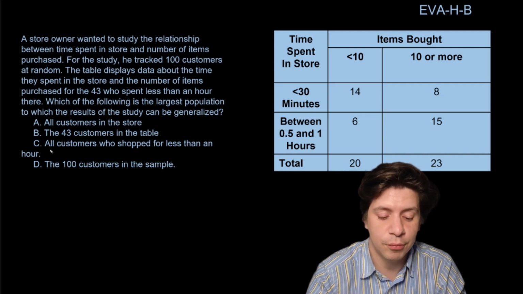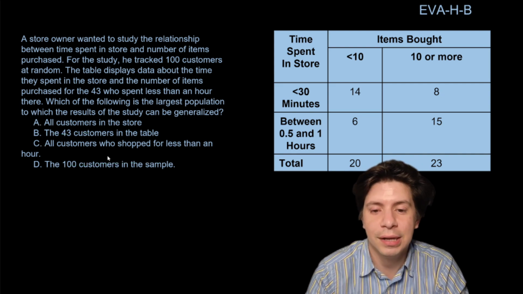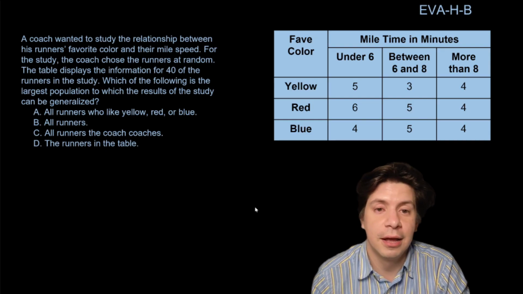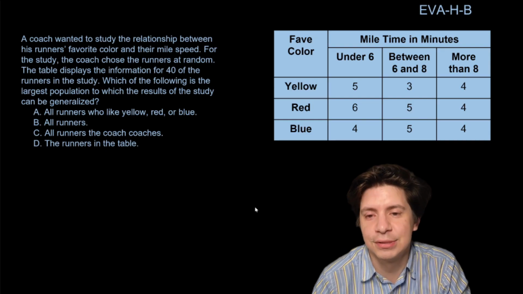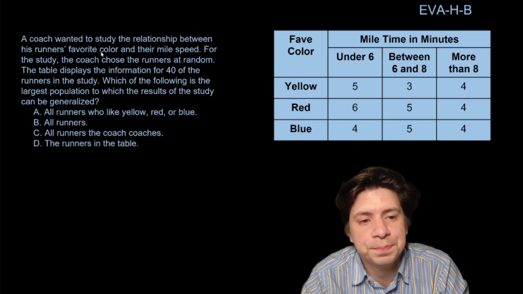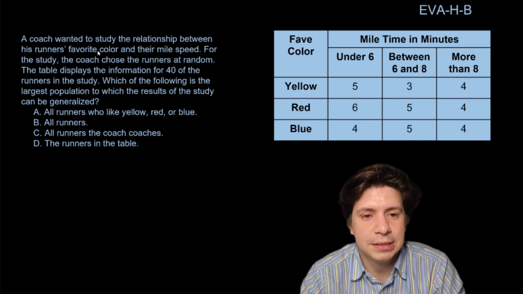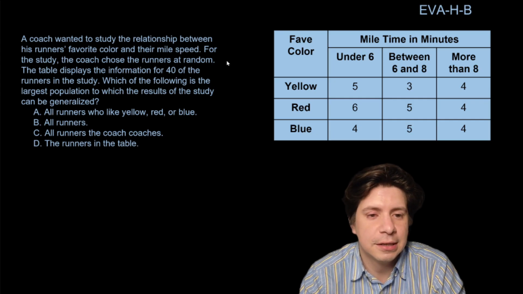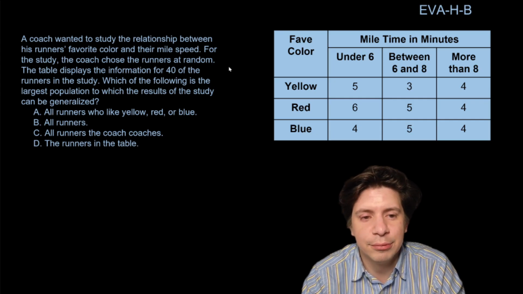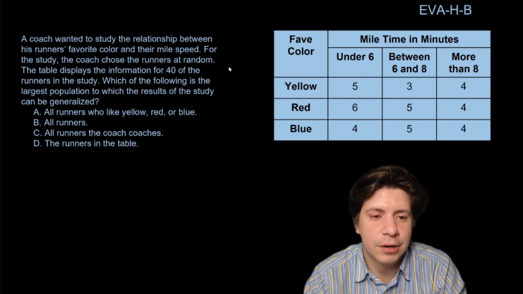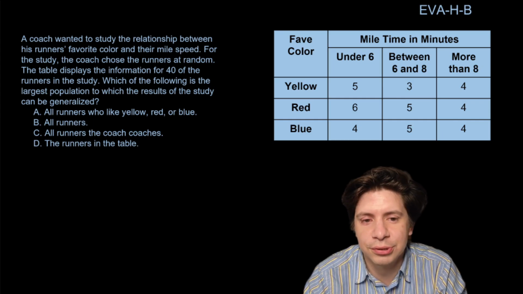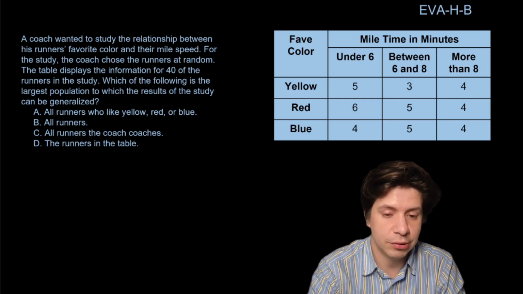I'm going to give you one more we'll do together, then I'll leave you with the third one that I do in the compilation video on evaluating statistical claims and experiments and studies. A coach wanted to study the relationship between his runner's favorite color and their mile speed. For the study, the coach chose the runners at random. The table displays the information for 40 of the runners in the study. Which of the following is the largest population to which the results of the study can be generalized?